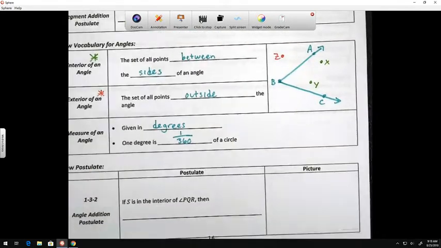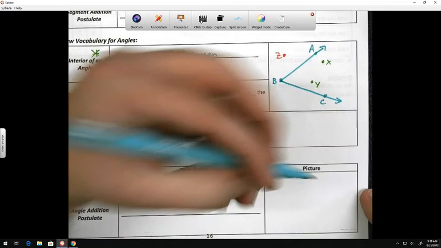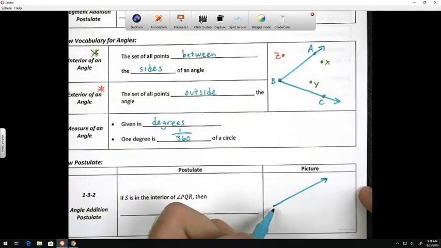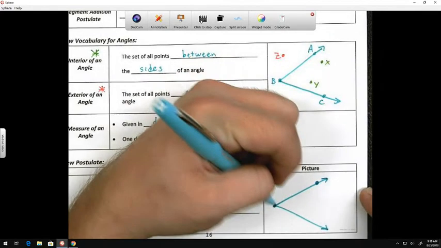So to help us understand that, let's draw our picture. I wish this software had a running clock. I have no idea what time I'm at. Oh, geez. Okay, here we go.